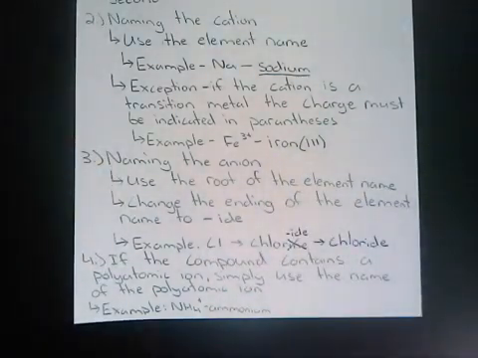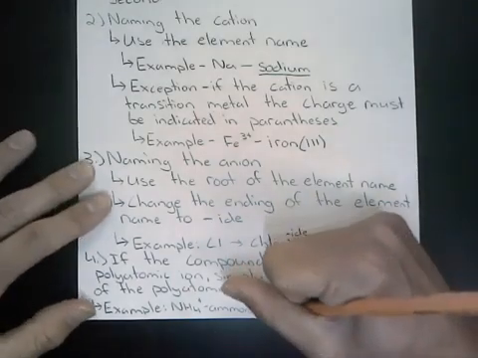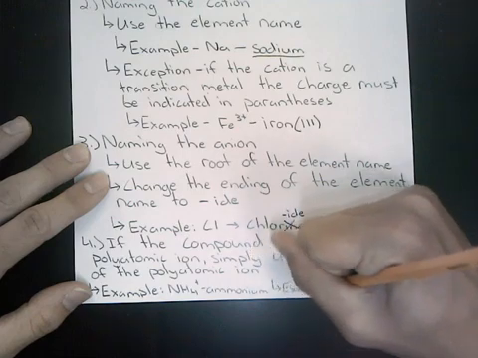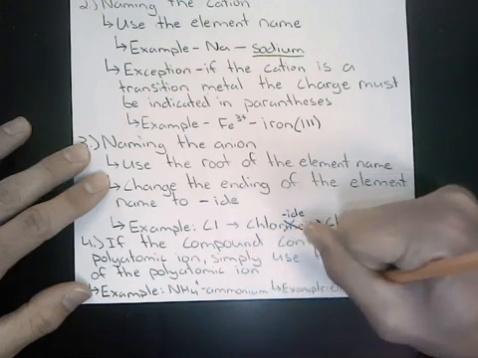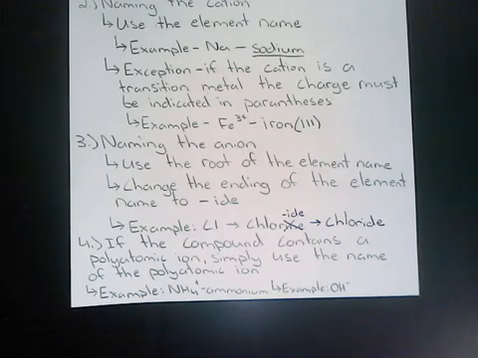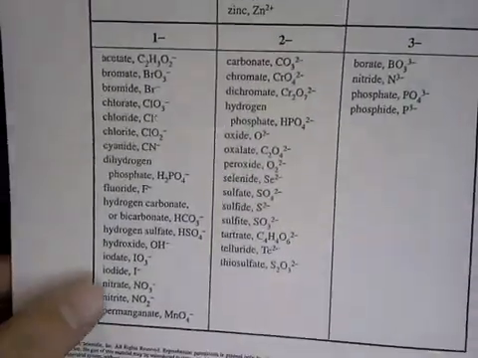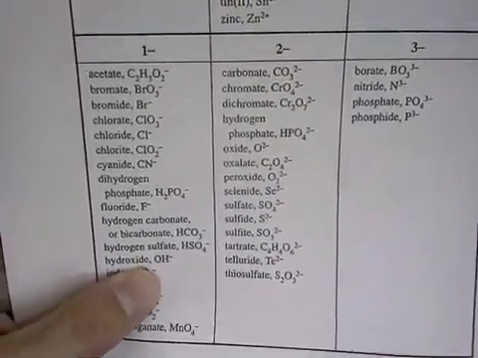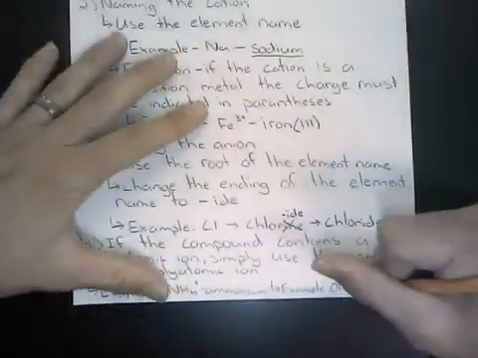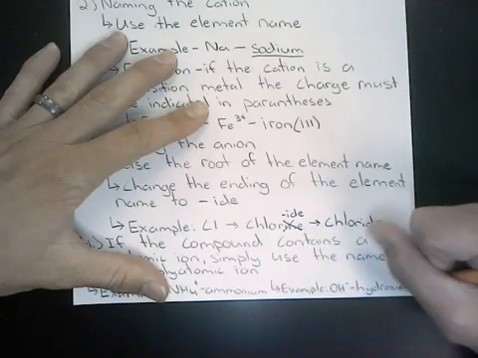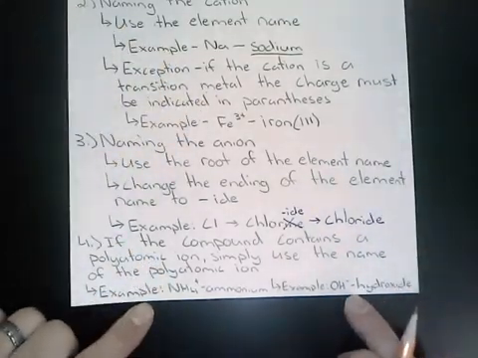Now another example would be OH minus. If you come to the chart, you would find OH minus, and the name of that is hydroxide. And again, you just write down the name that you see listed here. So this would become hydroxide. We don't change any endings because it's polyatomic.